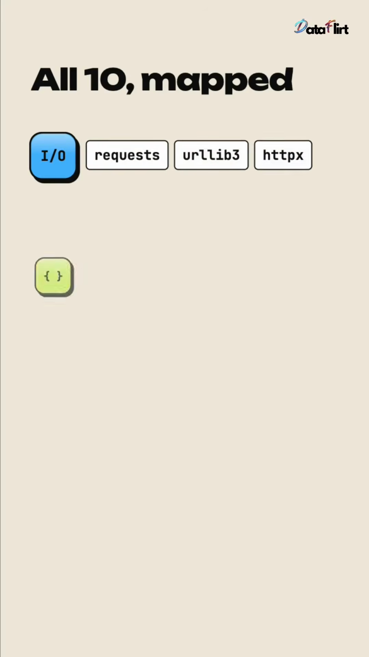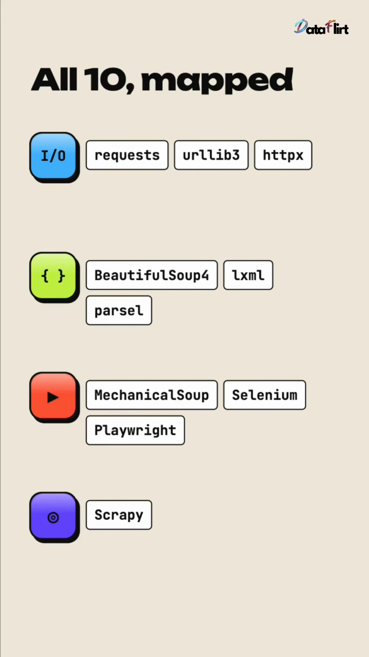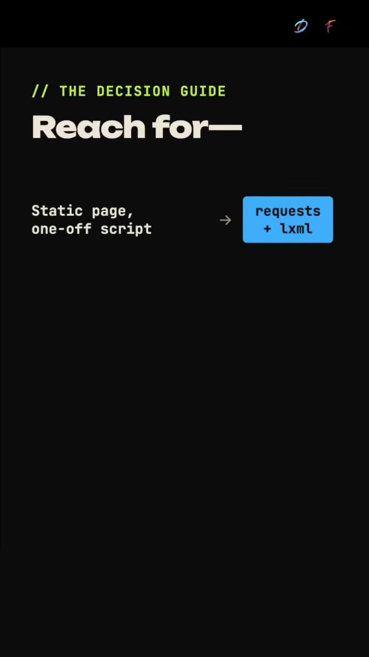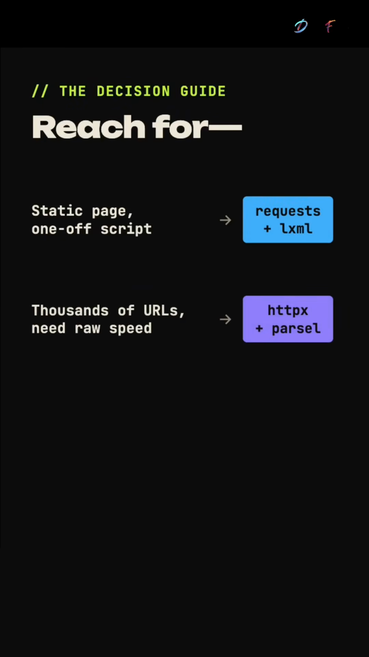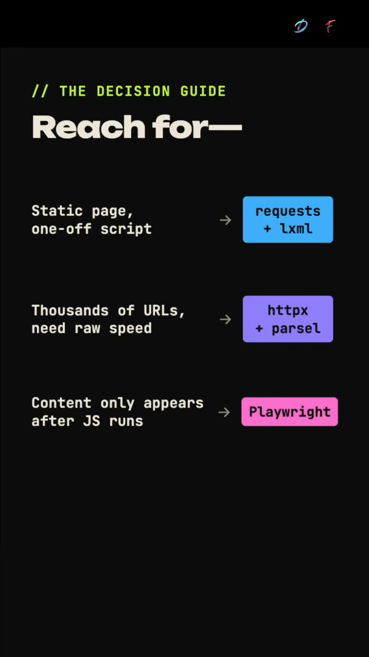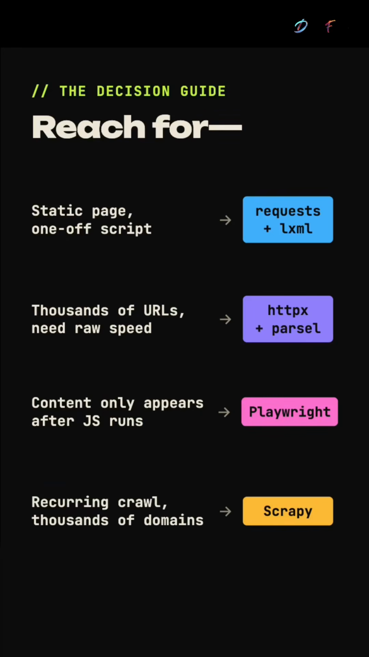But it is never about the library or the tooling. It is always about the target website that you're scraping. If you are scraping static sites, go for requests plus lxml. If you are scraping thousands of URLs and need raw speed, go for httpx and Parsel. If your content only appears after JavaScript rendering, then you need some browser automation tools, so you need to go for Selenium or Playwright. And if you need recurring crawls over time across thousands of domains, you need Scrapy.